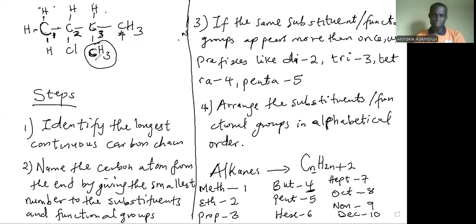So it automatically becomes an alkyl group. So if you want to name this compound now, look at it. On carbon number 2, we have chlorine. On carbon number 3, we have methyl. On carbon number 4, we don't have anything. So the name is 2.